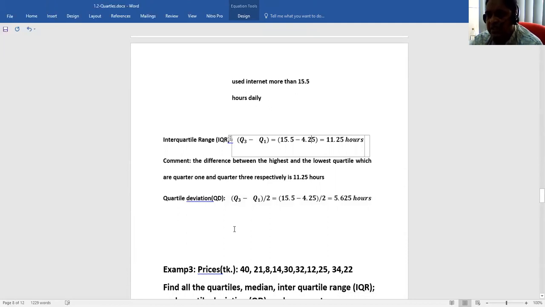So this is the way to calculate the quartiles. Then from the quartiles, we can calculate the interquartile range, and we can calculate the quartile deviation.